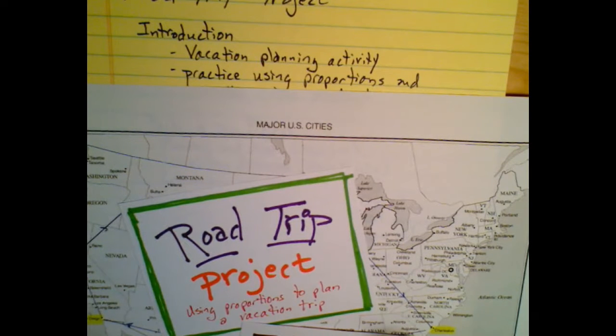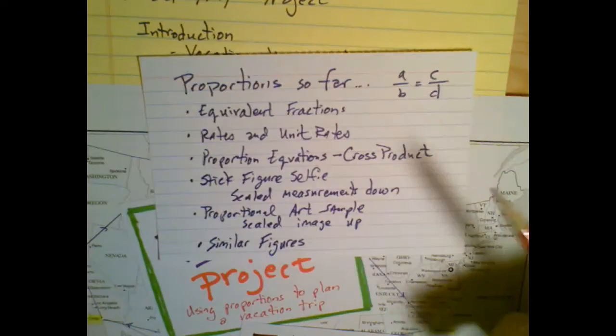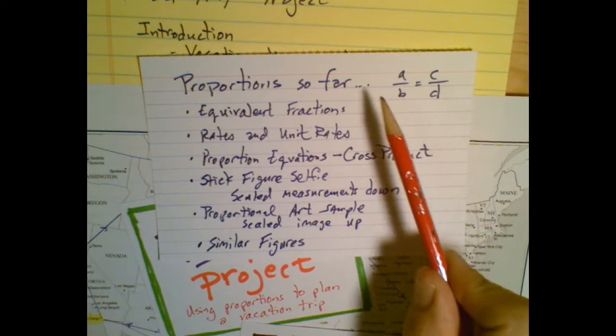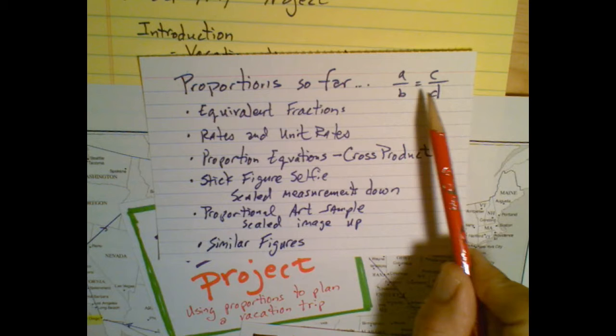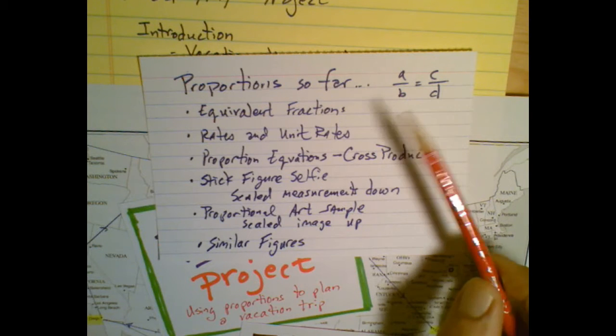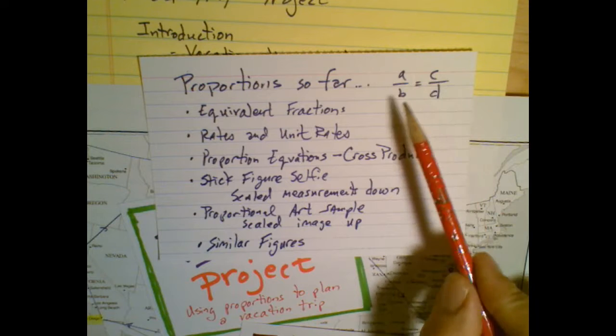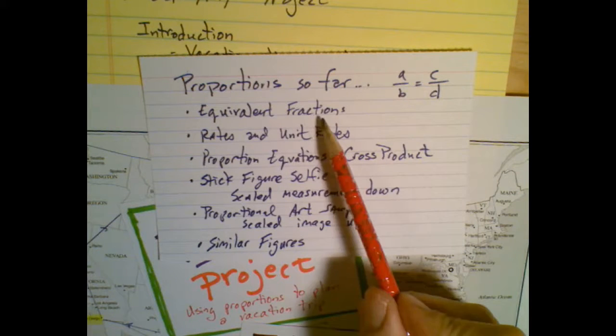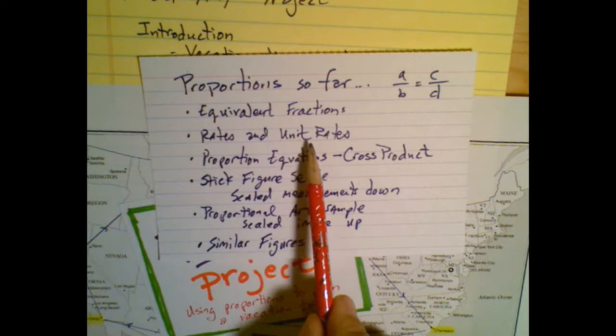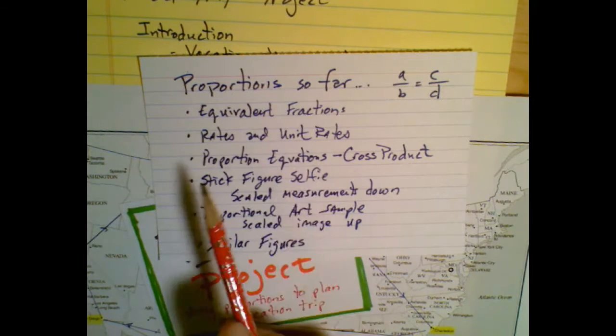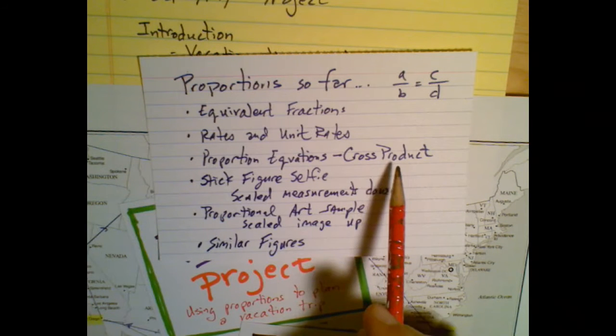So this is a vacation planning project, and it's divided up in different steps, and we're going to be using this because we want to practice setting up and solving proportions in order to answer some questions. Because we've been working on proportions for a while, let me remind you that, first of all, the proportion always kind of has this form. It's like one ratio is equal to another ratio. And we've seen this form of a problem in many different circumstances to date. Equivalent fractions, we worked on rates and unit rates. We did proportion equations where we counted the cross product.